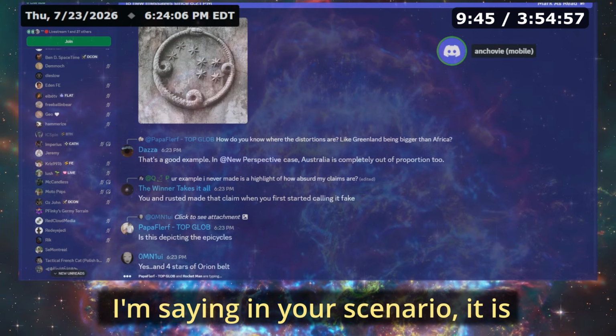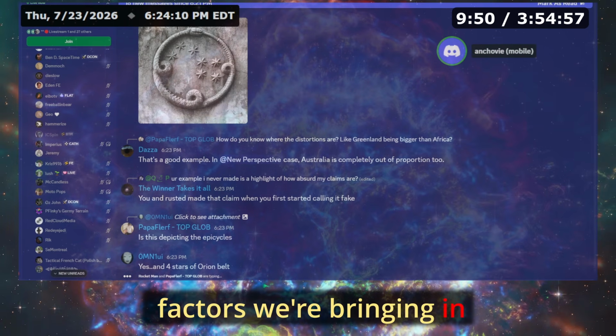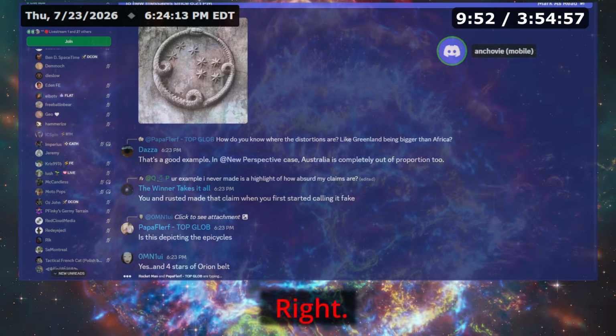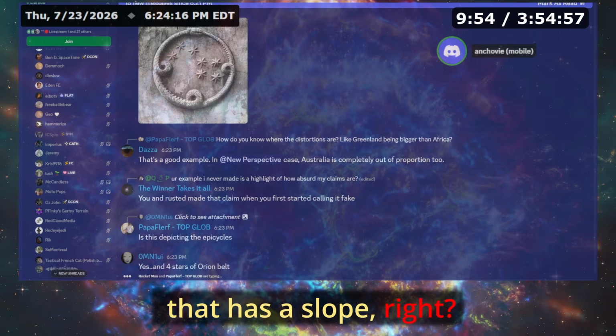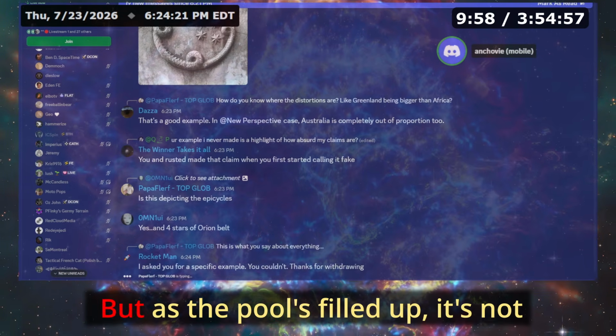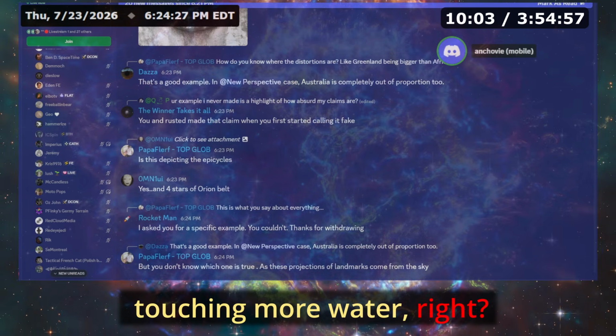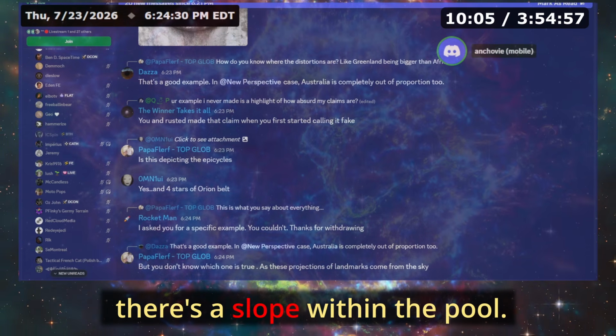I'm saying in your scenario, it is possible for the water to flow, but the factors we're bringing in will impact if it flows or not, right? If I'm filling up a pool that has a slope, and I just place a drop of water at the top of the slope, it's going to flow down, right? But as the pool's filled up, it's not going to if it's already touching more water. There doesn't have to be a flow because there's a slope within the pool.